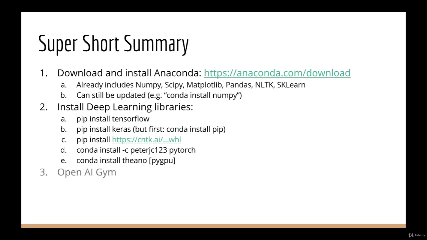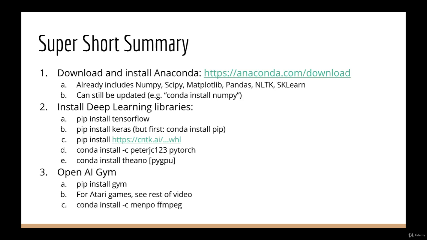Number 3, install OpenAI Gym. That's just pip install gym. If you want to be able to play Atari games also, then that's more involved, so just skip to the end of this lecture where I walk you through that. If you want to play and save videos using OpenAI Gym, then you also have to install FFmpeg.